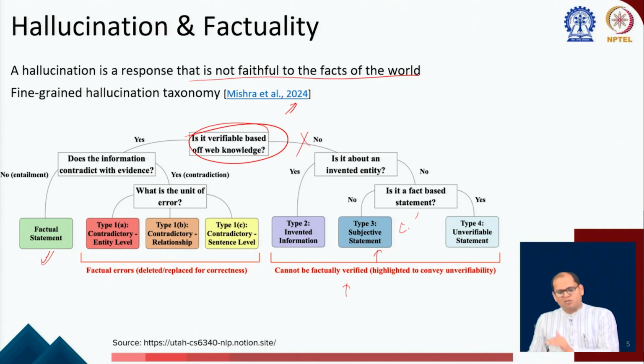But if it does contradict, then you can go deeper, like is it contradicting at the entity level, the entity name itself is wrong, or a certain relationship is wrong, or at the sentence level it is wrong. So you can have various kinds of categories among these. So hallucination is one problem because of which RAG is preferred, because RAG avoids this hallucination problem to a certain degree, because even after RAG you still do generation, so you may have hallucination, but at least you have some context to refer to.